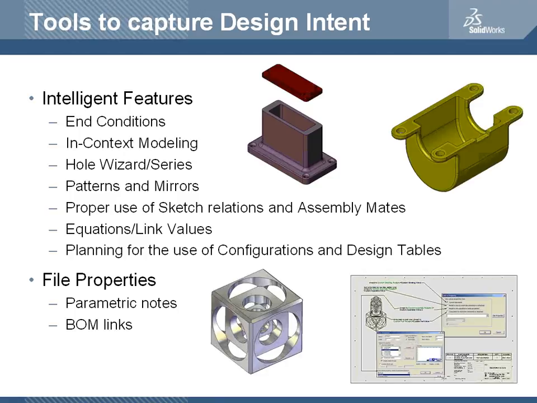We can take advantage of patterns and mirrors if it was planned out right. We'll discuss the proper use of sketch relations and equations. We'll talk about planning for the use of configurations and design tables. And then from a drawing standpoint, the file properties. This is part of our design planning. If we want to control certain properties, in other words, who drew this, what its description is, what its part number is, that all needs to be taken care of up front. And once we have those properties, we can plug them into our drawing as parametric notes, or we can even pull them into our bill of materials.